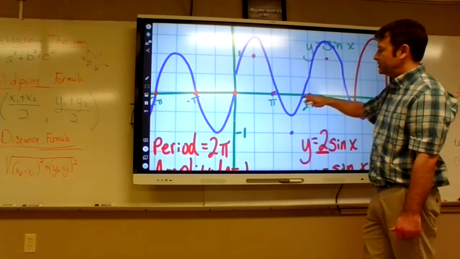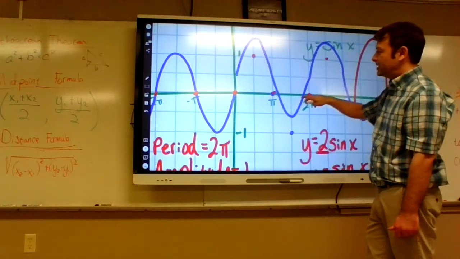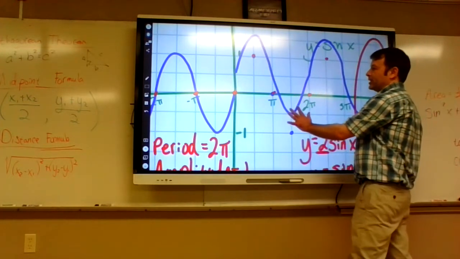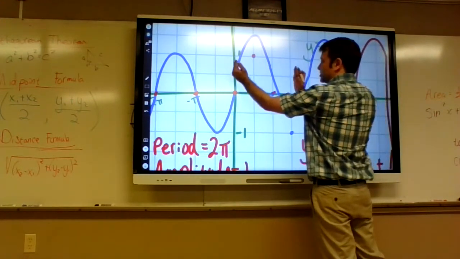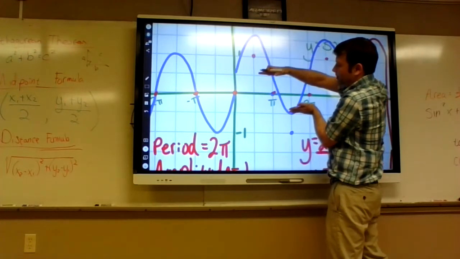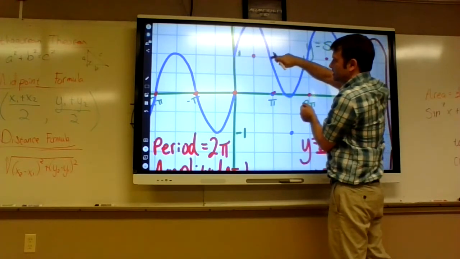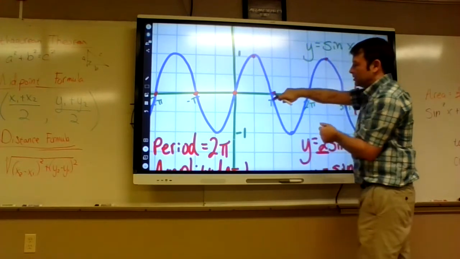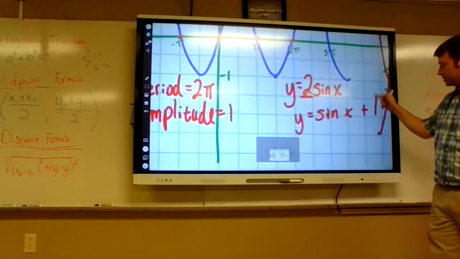Did that change the period? No. Did it change the amplitude? That was only up half though. Oh yeah, I forgot it's counting by halves. If you move it up or down, that does not change the period, it's still repeating over this space. It doesn't change the amplitude because you're still going up 1 and down 1 from the middle, even though the middle has moved up. It changes the graph, but it doesn't change the amplitude.